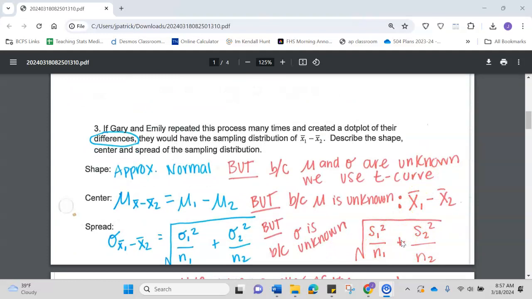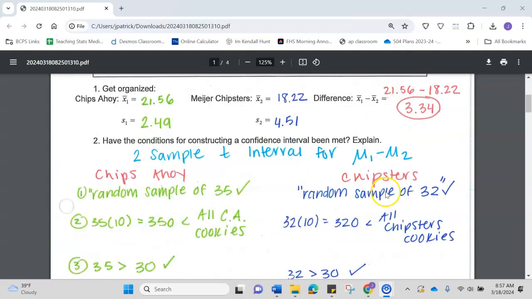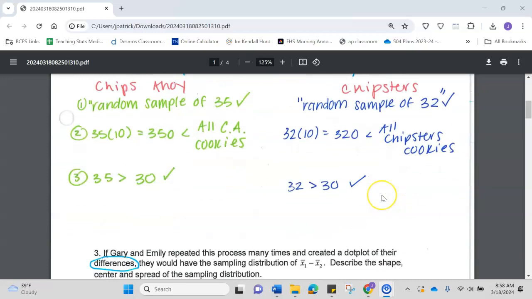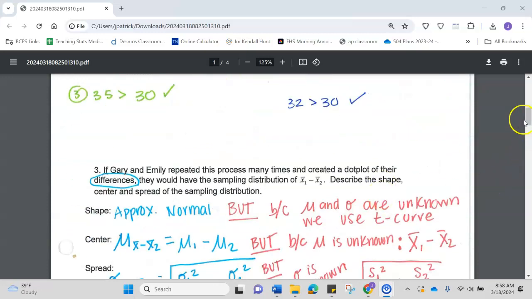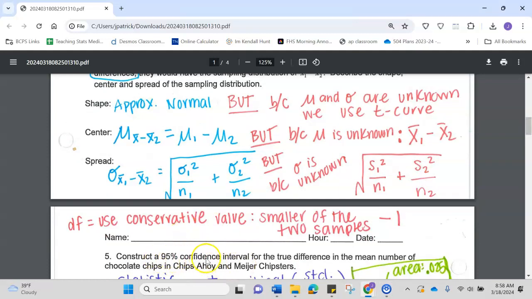But to get a confidence interval, we always need that critical value. So we know we're using a t-curve, so we know we're going to use inverse t, but when you go to inverse t, it asks you for the area. So since this is going to be, let's go to the next page and see. There it is. Since this is going to be a 95% confidence interval, we're going to need to use 0.025 in the area, and it only asks for 1 degree of freedom.